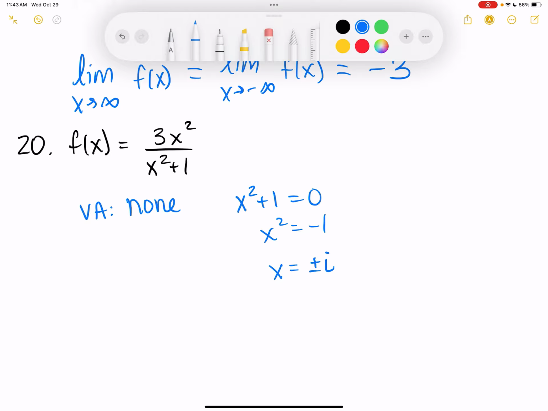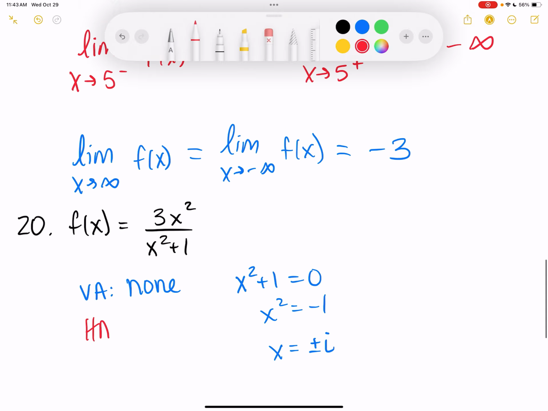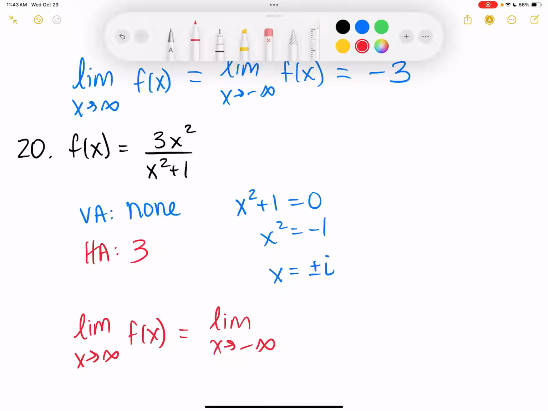Now, what's my horizontal asymptote? 3. I've got x squared and x squared, so it's just a number in front. And then the limit as x approaches infinity of f of x is equal to the limit as x approaches negative infinity of f of x, which is equal to what? 3.